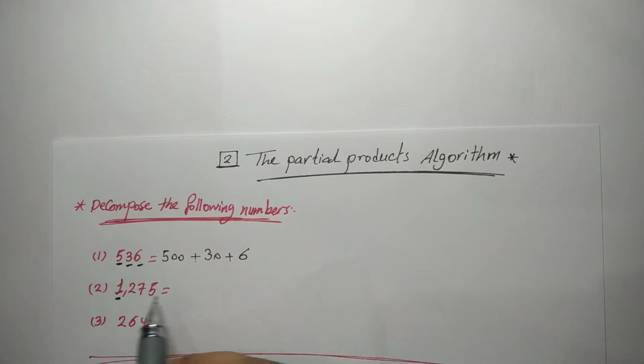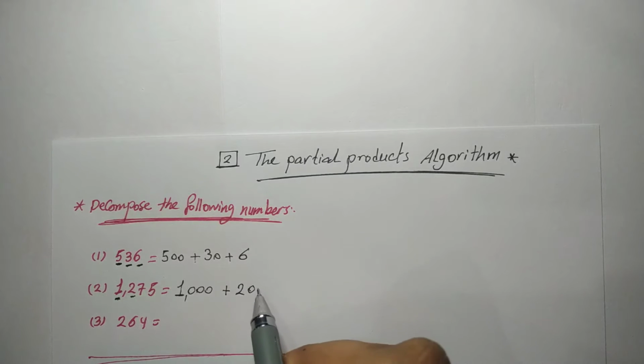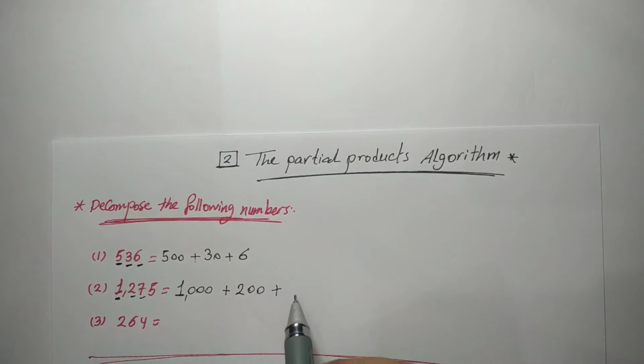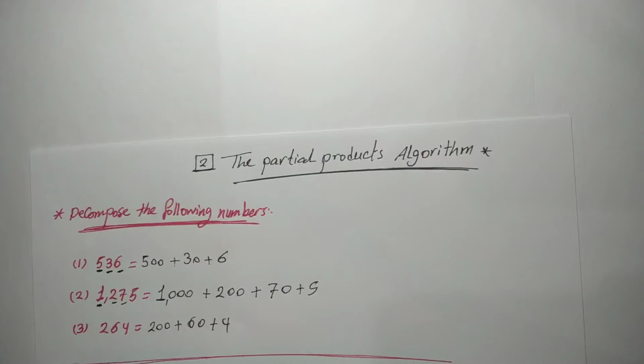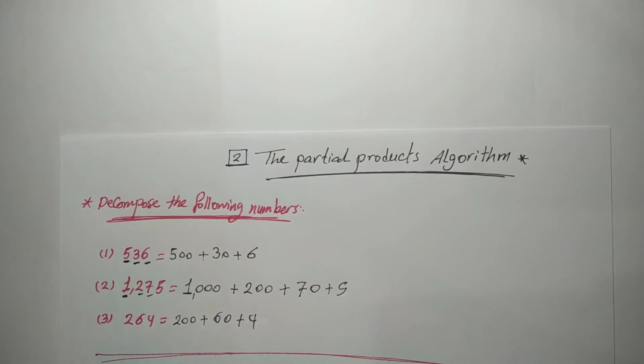This 1, I will write 1. 1, 2, 3 zeros, plus this 2, 1, 2, it's 2 zeros, plus 7 is 70, plus 5, and so on. It's 200 plus 60 plus 4. This is the decomposing of numbers. Now we start with examples to show the partial products algorithm.